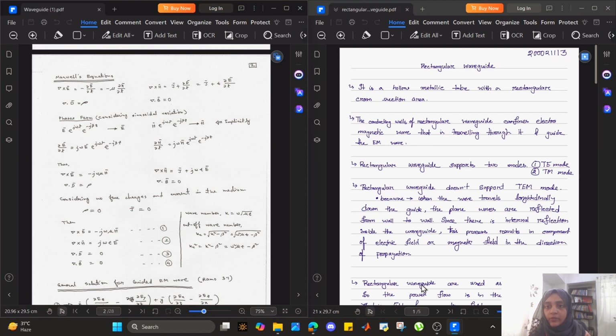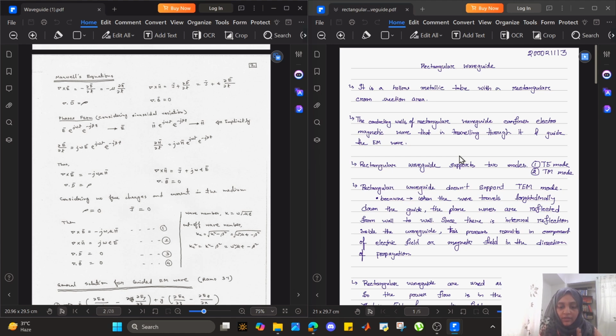So, our quiz 4 is actually on rectangular waveguide. For this rectangular waveguide, I have taken reference from YouTube videos and also the class note that sir has provided us. A rectangular waveguide is a hollow metallic tube with a rectangular cross-section area, which confines the electromagnetic wave traveling through it and guides the electromagnetic wave.